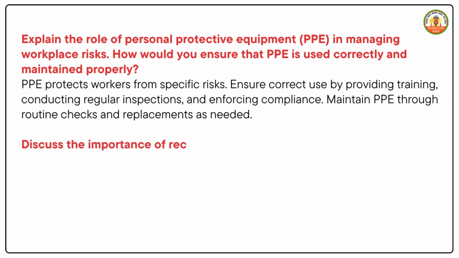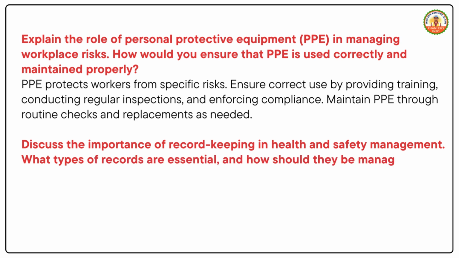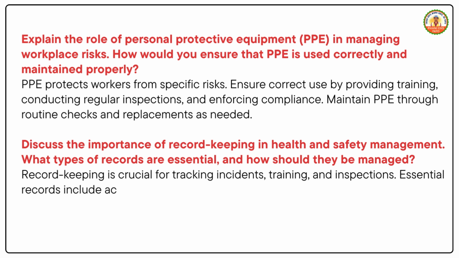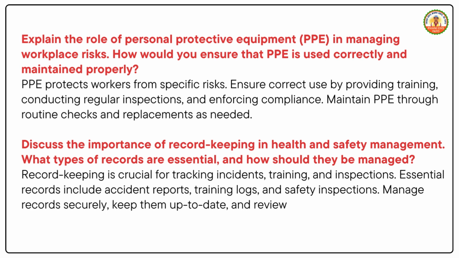Discuss the importance of record keeping in health and safety management. What types of records are essential, and how should they be managed? Record keeping is crucial for tracking incidents, training, and inspections. Essential records include accident reports, training logs, and safety inspections. Manage records securely, keep them up to date, and review them regularly for compliance and improvement.